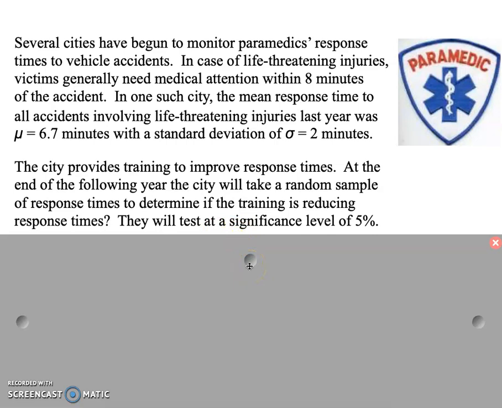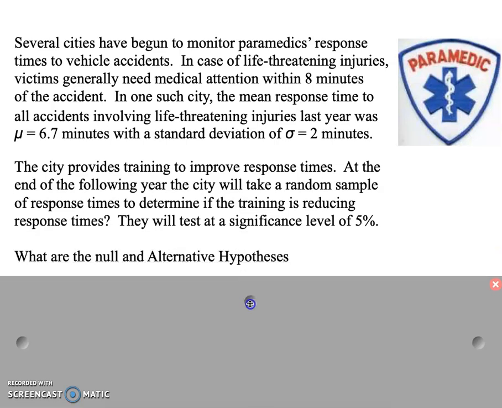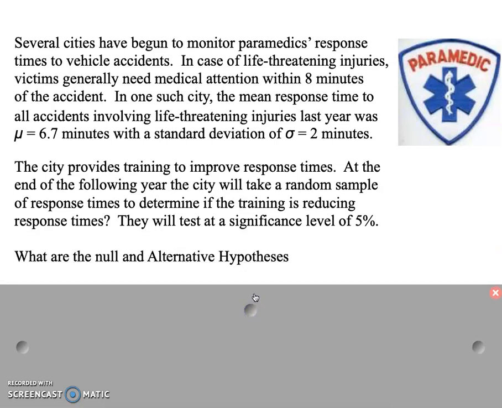A lot of this first part is going to be practice. So what I'm going to do is pose a question. You should pause your video, try to answer it, then play and see if you got it right. So the first instance of that is determine the null and alternative hypotheses.